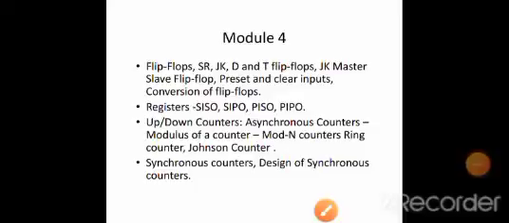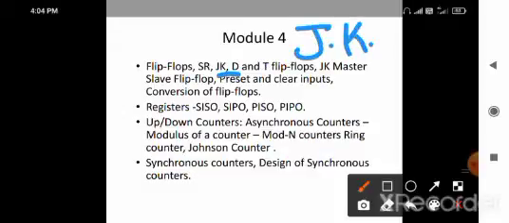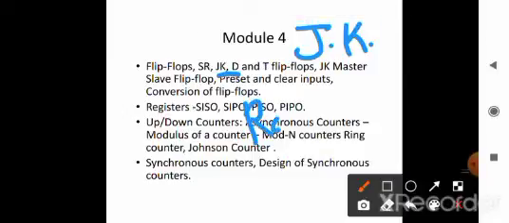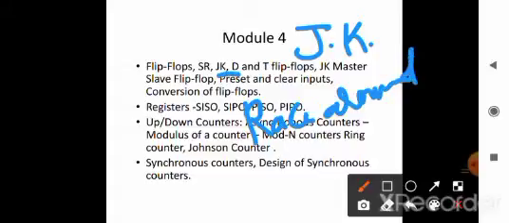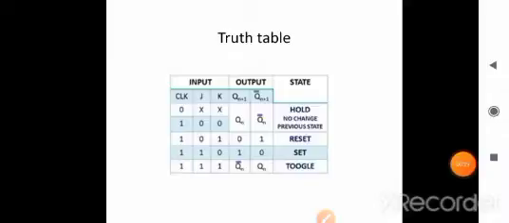In the previous class, we have seen the JK flip-flop and what you mean by the race around condition. And now in this class, we study the excitation table and characteristics table of a JK flip-flop. Before studying that, we just recall the truth table of the JK flip-flop.